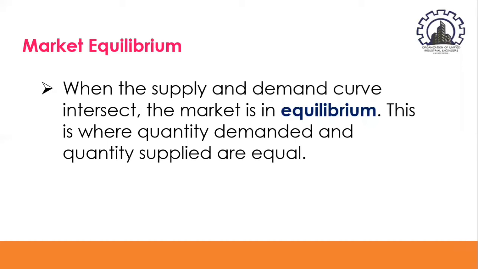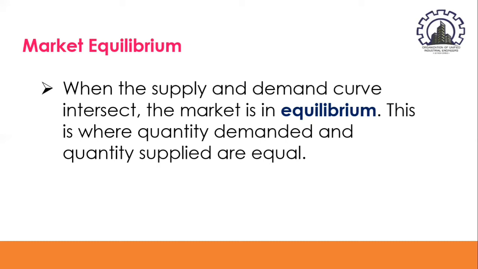Now, when the supply and demand curve intersect, then the market is in equilibrium, meaning your quantity demanded and your quantity supplied are equal. So take note that the law of supply and demand states that when supply is greater than demand, price decreases. On the other hand, when demand is greater than supply, price increases. So when supply is equal to demand, then price remains constant.